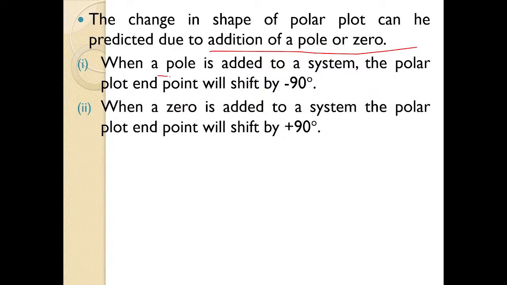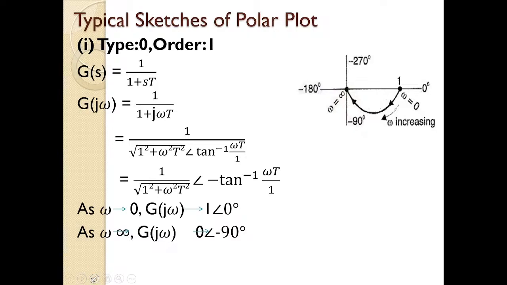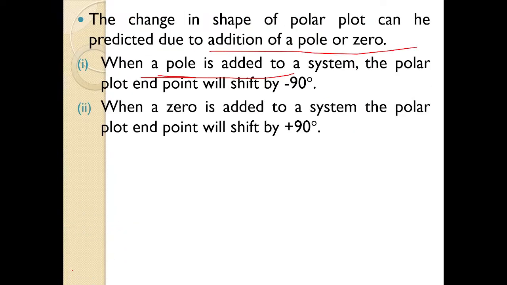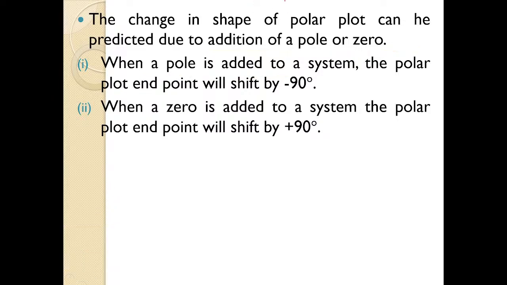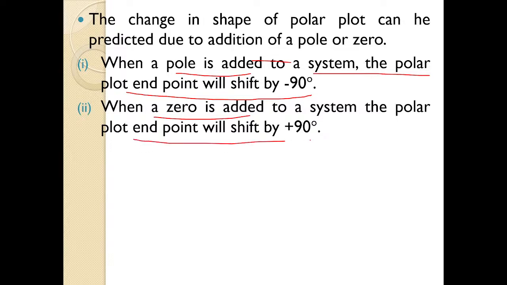If I'm able to add a pole to the given system, then what will happen is, if pole is added to the system, the polar plot end point will shift by minus 90 degrees. If I add a zero to the system, then the polar plot end will shift by plus 90 degrees.